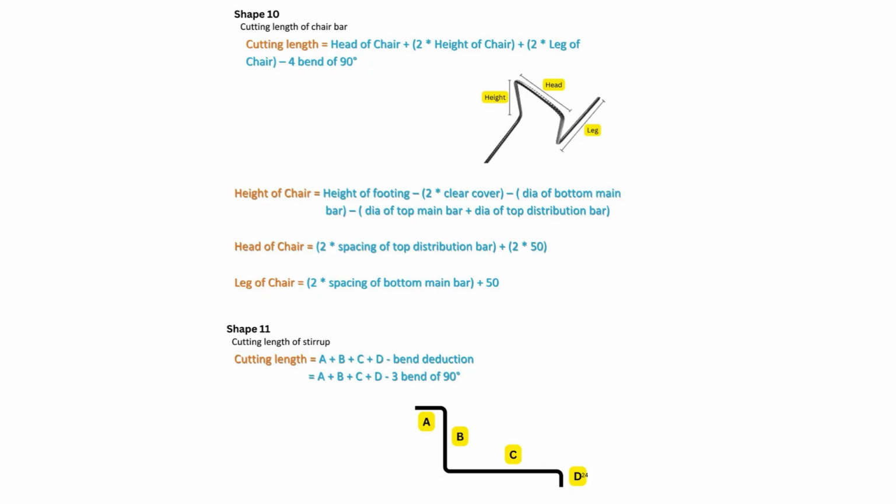Shape 11, irregular stirrup. This stirrup is non-standard and may follow a trapezoidal or polygonal shape, used in special beam or column cases. Cutting length formula. Cutting length equals A plus B plus C plus D minus bend deductions. Bend deductions equals 3 bends of 90 degrees equals 3 times 2D equals 6D. Final formula. CL equals A plus B plus C plus D minus 6D.